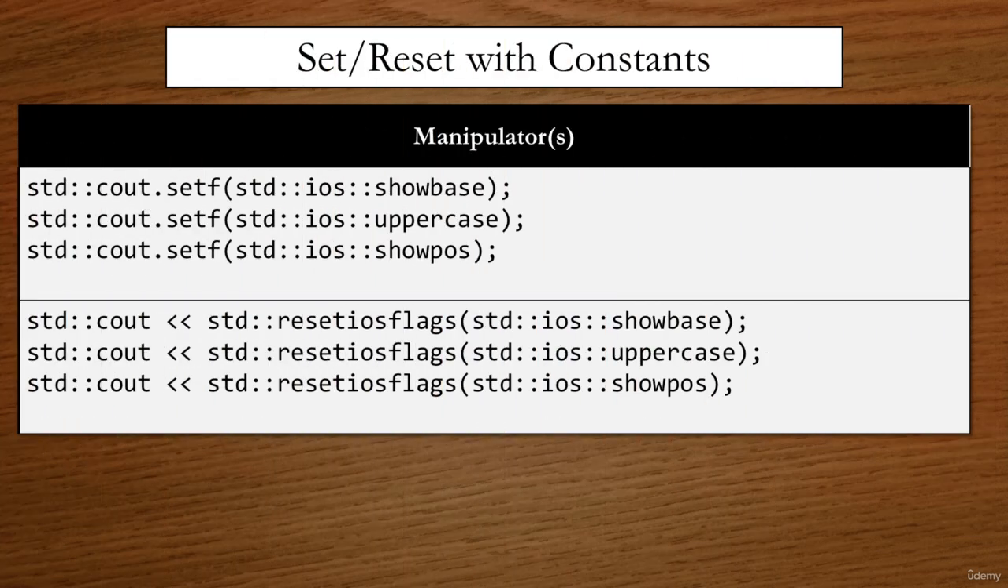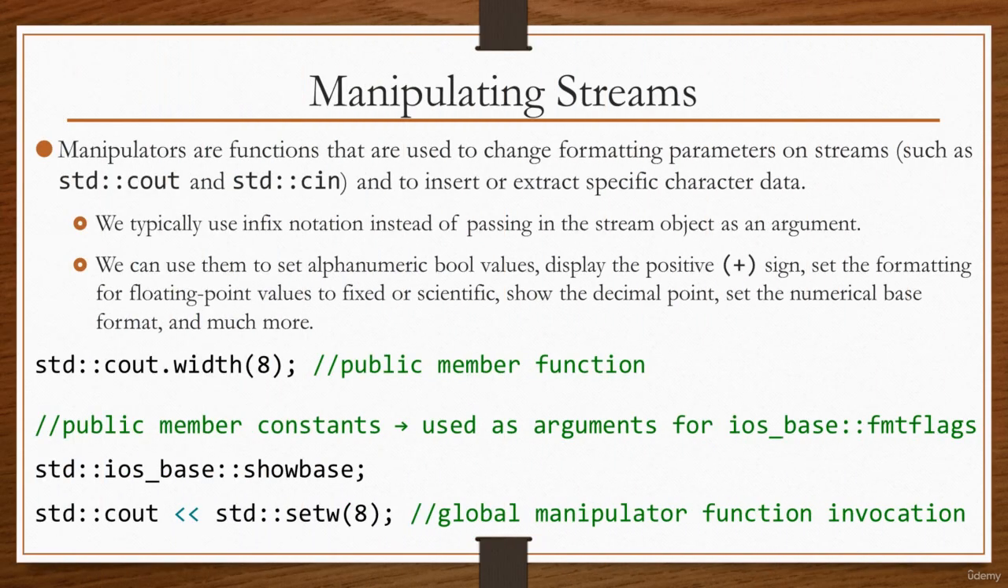Here are some examples on the setf and the resetiosflags. Again, one is a member function on cout and the other one is that manipulator. But in both of those we pass in those constants, such as std::ios::showpos, for example. Just to reiterate on this, we have seen the slide before, but at the bottom there in those examples we can see that we have public member functions, such as the width member function on cout. We pass in the width that we want there for the field width.